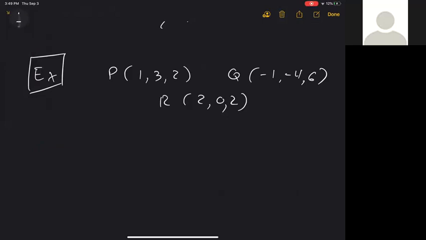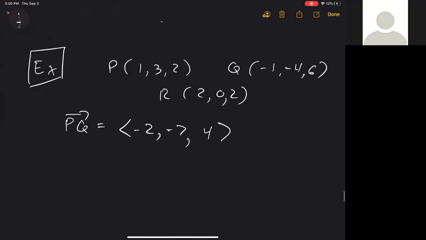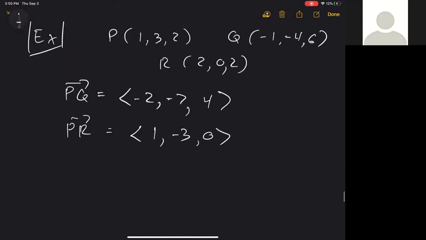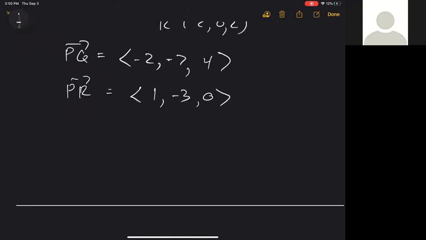Well, PQ, which is what? Negative 1 minus 1, negative 2; negative 4 minus 3, negative 7; 6 minus 2, 4. That's a vector in the plane. And PR, that's, let's see, 2 minus 1 is 1, 0 minus 3 is negative 3, 2 minus 2 is 0. That's another vector in the plane. The cross product of those two is going to be orthogonal to the plane. So let's find PQ cross PR.